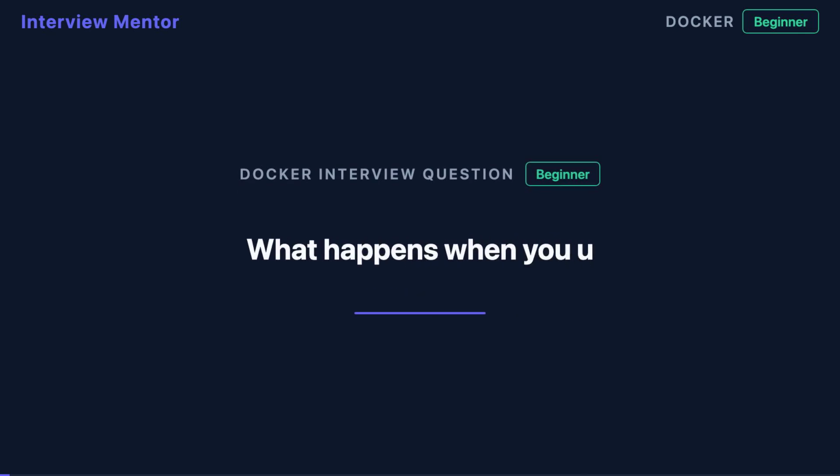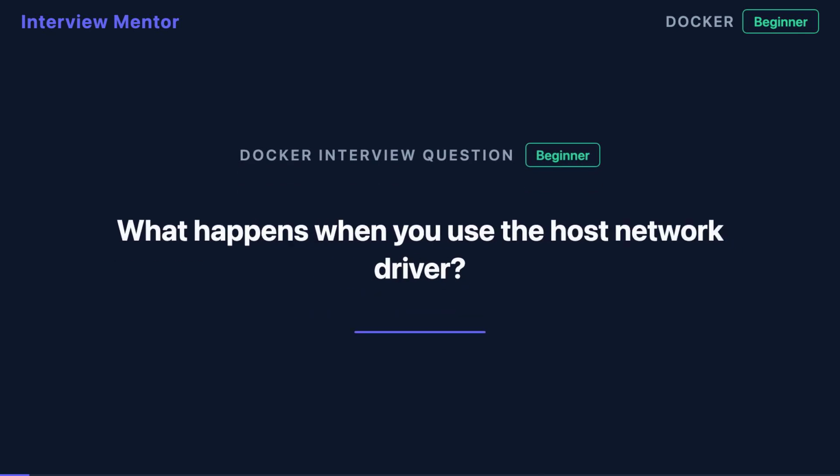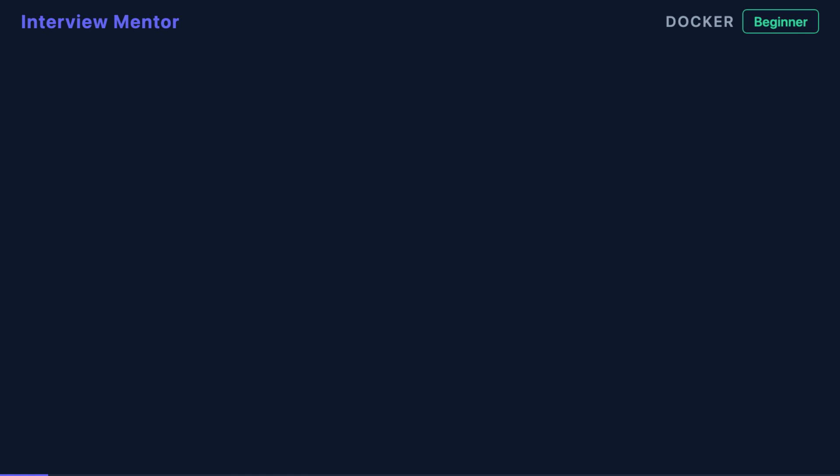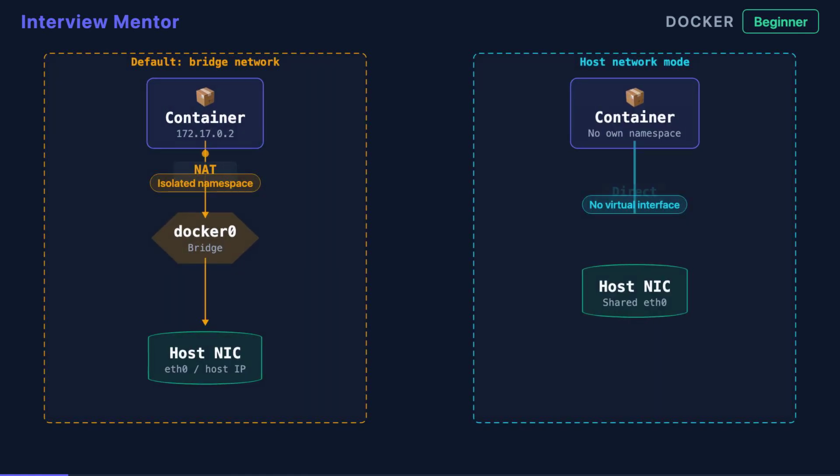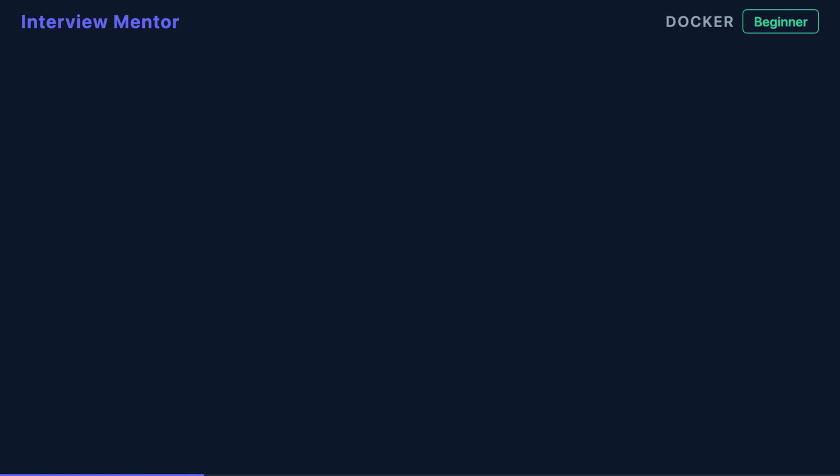Most developers think network host just removes port mapping. It actually does something much more fundamental. By default, Docker gives each container its own isolated network namespace, its own IP address separate from the host. With the host network driver, that isolation is gone. The container shares the host machine's network stack directly. No separate IP, no virtual interface. It's as if the process is running directly on the host itself.